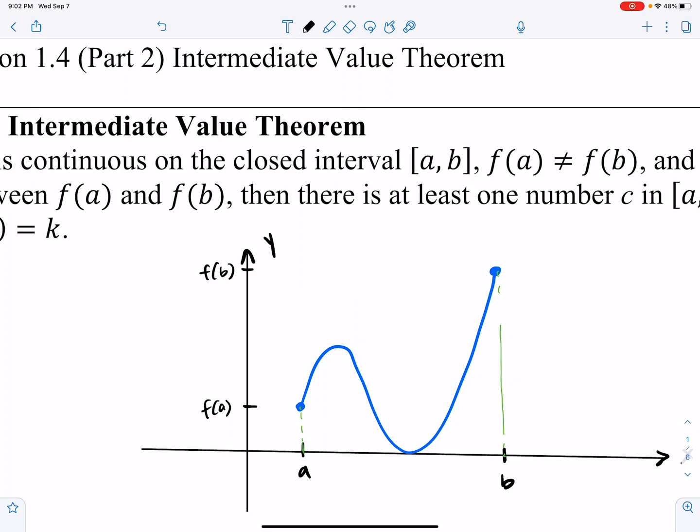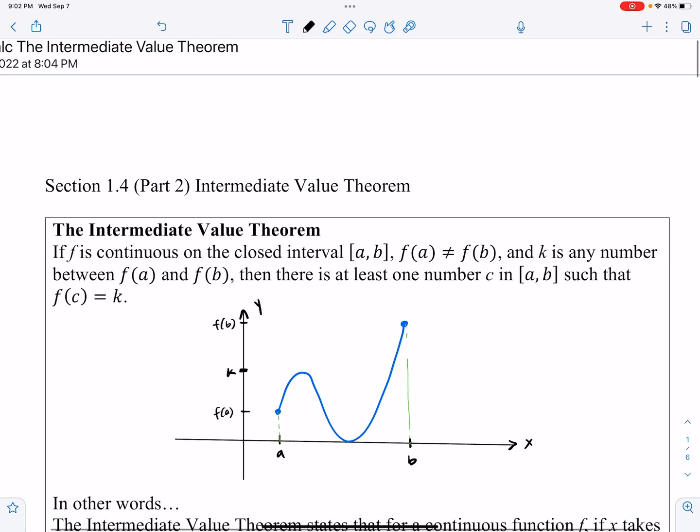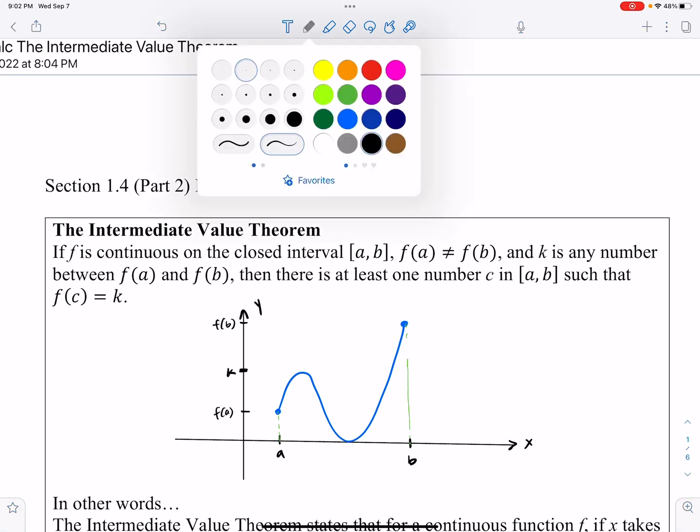So I don't know, let's say here. So we'll say that's k. So k is any real number between f of a and f of b. Then there is at least one number c in the interval from a to b, so at least one x value from a to b, such that f of c is equal to k. And we can see that that is true.